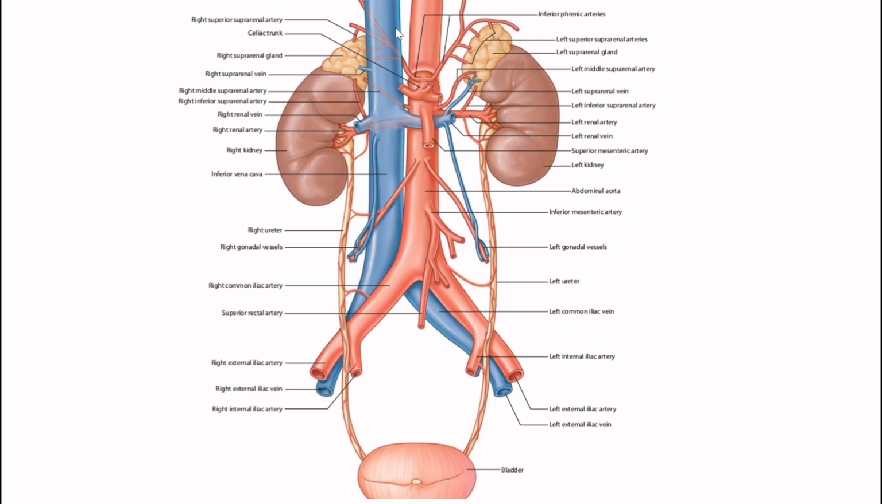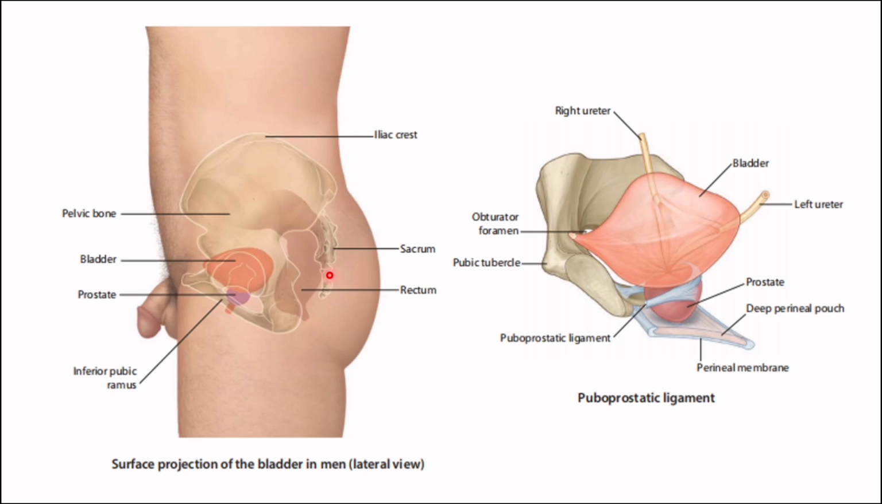Done. All right, so now we're going to talk about the bladder. Okay, its position depends upon age. So in young adults, in fact in young children, it is considered to be an abdominal organ.